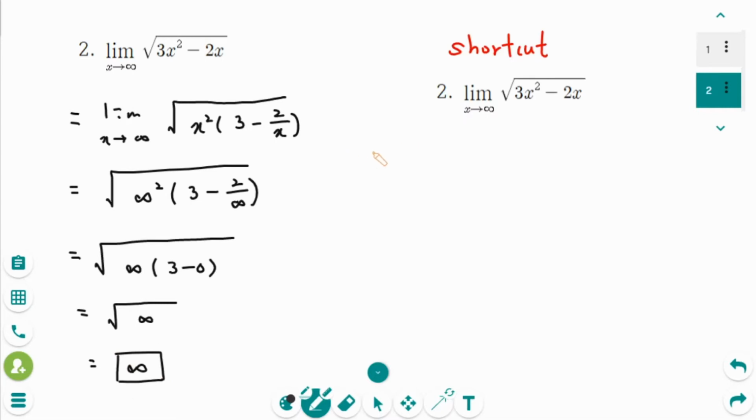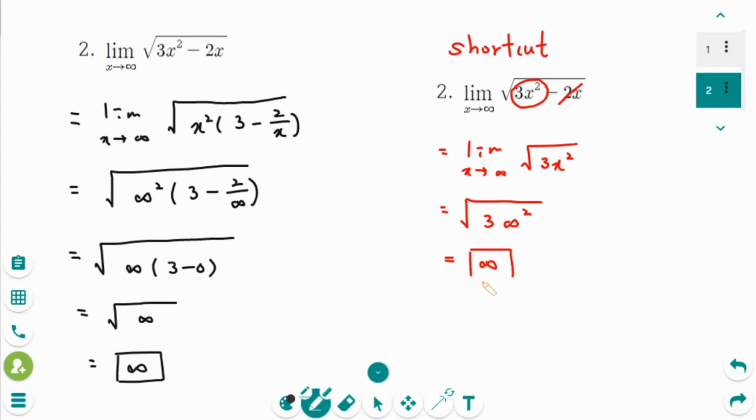Again, the shortcut uses the same technique. Look at the term with the highest power of x, which is 3x squared. We don't need this one. And limit x approaches infinity, square root of 3x squared, and then infinity put into x. So this one is infinity squared. The last one is infinity. So this is the answer.